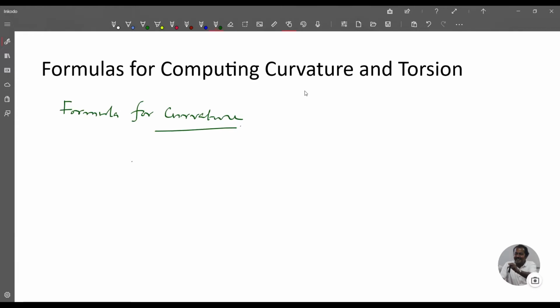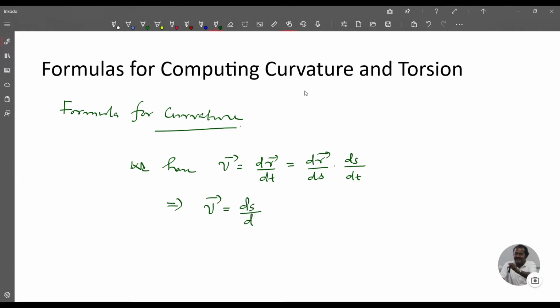So we have V is equal to dr by dt, that is equal to dr by ds into ds by dt, and you know that T is equal to dr by ds. This implies V is equal to ds by dt into T, since T is equal to dr by ds.